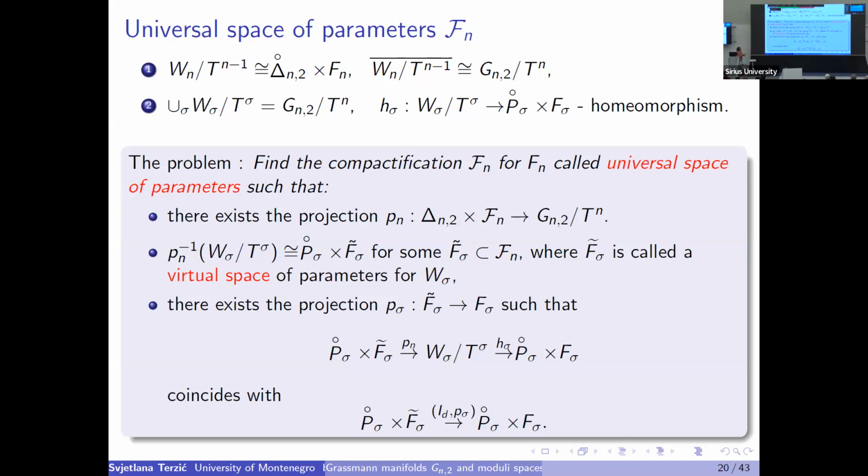So we wanted our orbit space, which locally is modeled by the product P sigma 0 times F sigma, to have a model for the whole orbit space of the form delta n2 times Fn, which is locally again modeled by P sigma 0 times F sigma tilde.